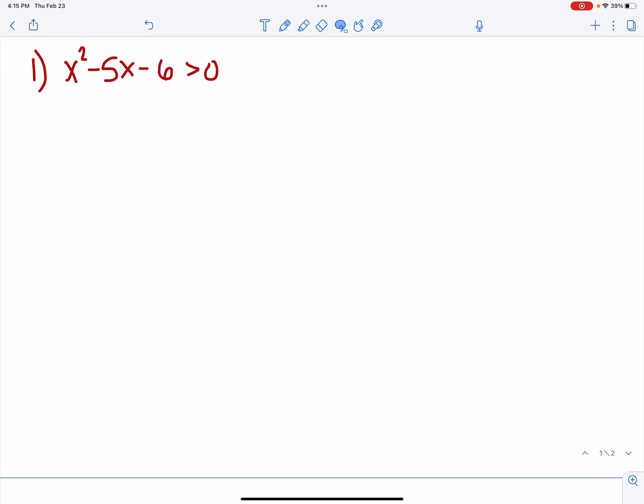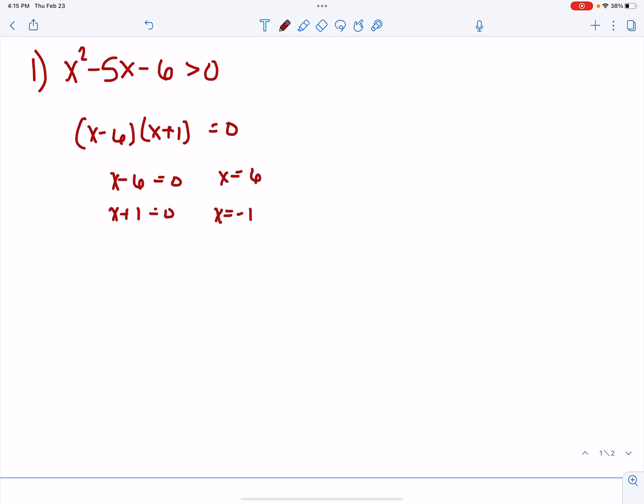The first thing that I'm going to do for number one is look at this polynomial function, and we see that it is a quadratic function. So for number one, I can probably sketch this by finding my roots. So what I'm going to do is find my roots of x squared minus 5x minus 6 by factoring. I get 6, and then I get negative 1.